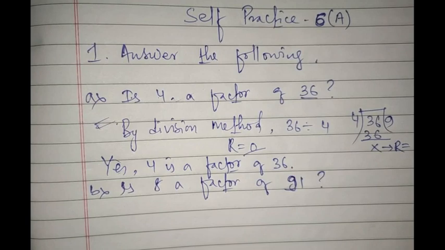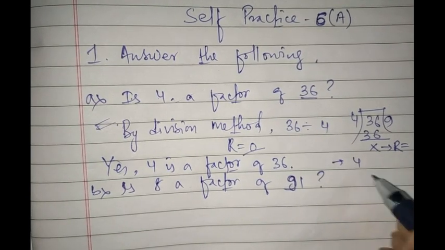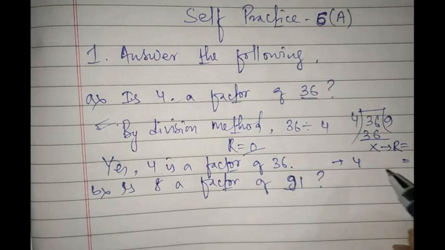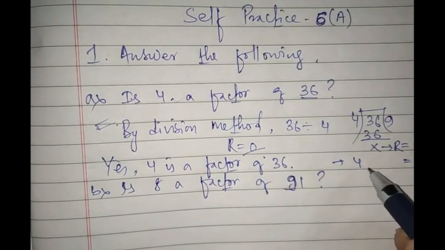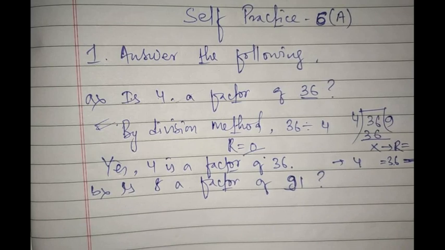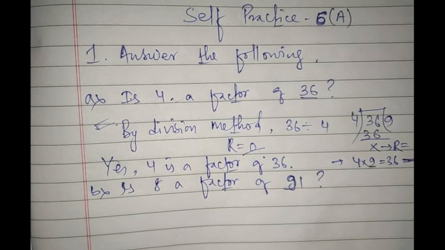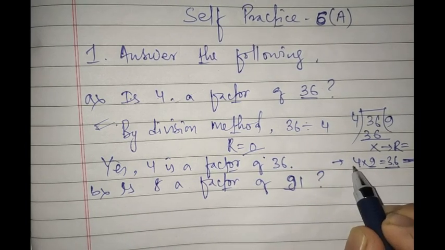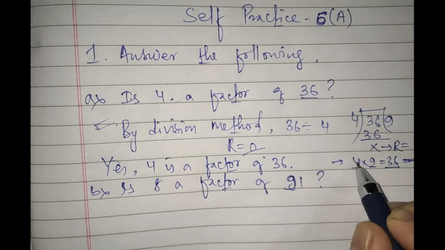I told you that another way is also there. Division is one way, and another way is to use the multiplication table. In the multiplication table of 4, will you find 36? Just count with me. 4 ones are 4, 4 twos are 8, 4 threes are 12, 4 fours are 16, 4 fives are 20, 4 sixes are 24, 4 sevens are 28, 4 eights are 32, 4 nines are 36. Yes, 4 nines are 36. So in the multiplication table of 4, 36 is coming.